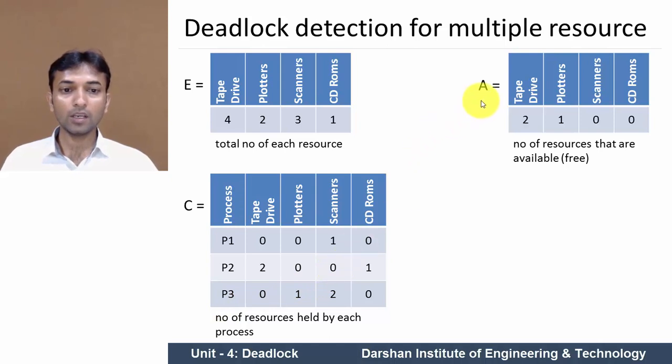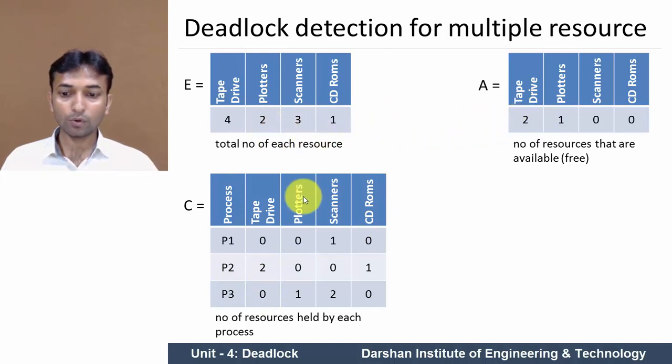Then A equals the number of resources that are still available after holding by these processes, that is C. So A equals E minus C. If we consider tape drives, out of 4 tape drives, 2 tape drives are held by process P2. So 4 minus 2, that is 2.